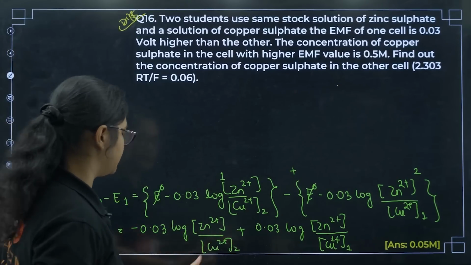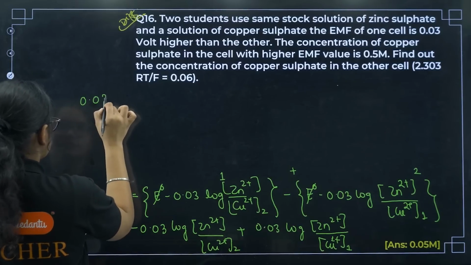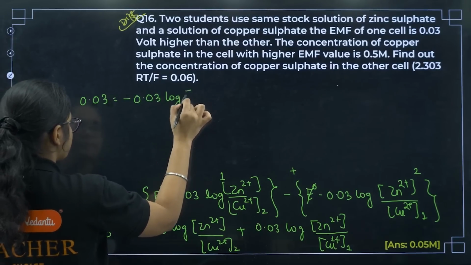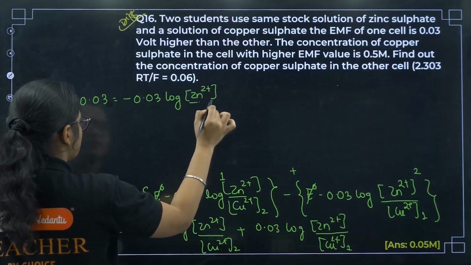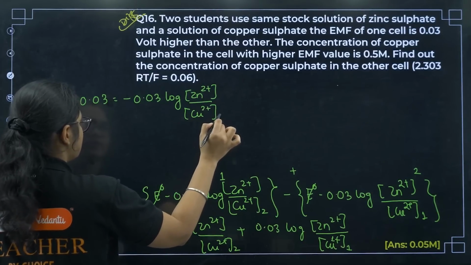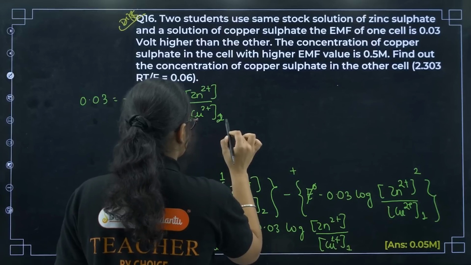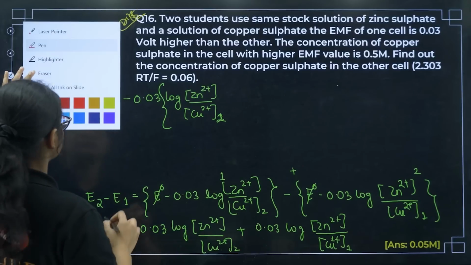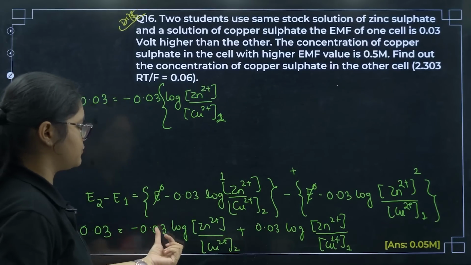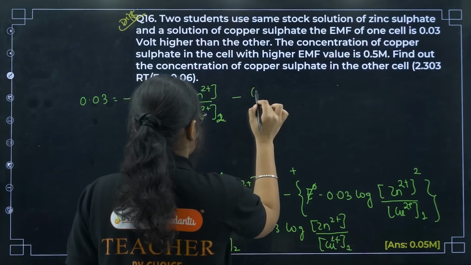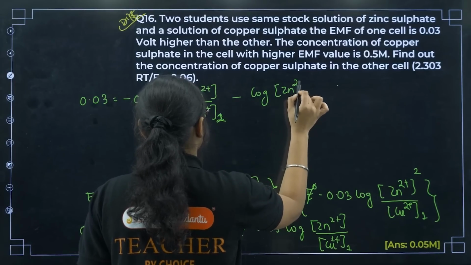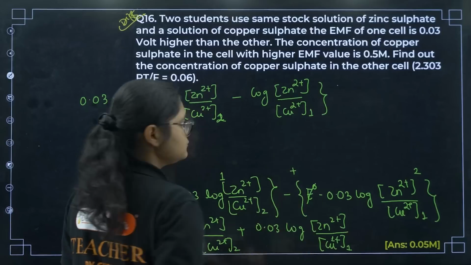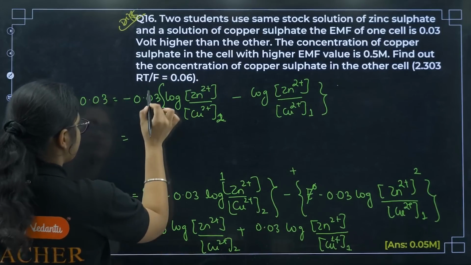Now what we can do is, I'll have 0.03 is equal to minus 0.03 log of Zn2+ divided by Cu2+ 1. Okay, sorry, Cu2+ 2. Now here I have taken minus 0.03 as common, so here it will be minus log of Zn2+ divided by Cu2+ 1. Clear?